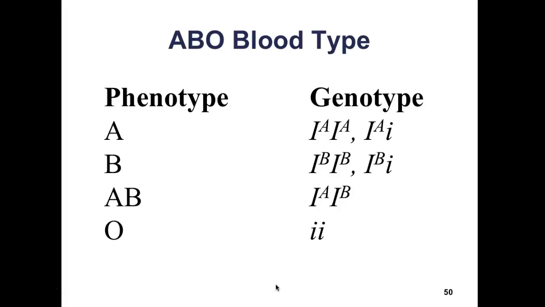The other case would be crossing a red cow with a white bull, or vice versa, and what you'd have is a codominant trait where you get a roan offspring, where they have red and white hair.